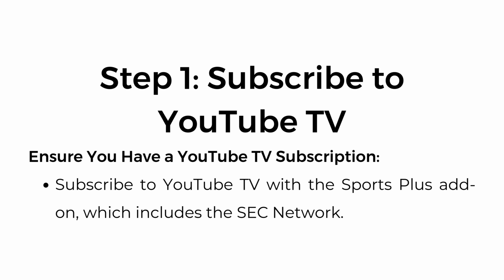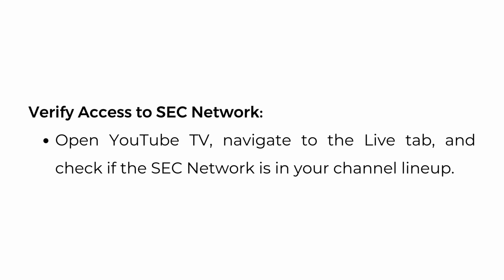Step 1. Subscribe to YouTube TV. Ensure you have a YouTube TV subscription. Subscribe to YouTube TV with the Sports Plus add-on, which includes the SEC Network. Verify access to SEC Network. Open YouTube TV, navigate to the Live tab, and check if the SEC Network is in your channel lineup.